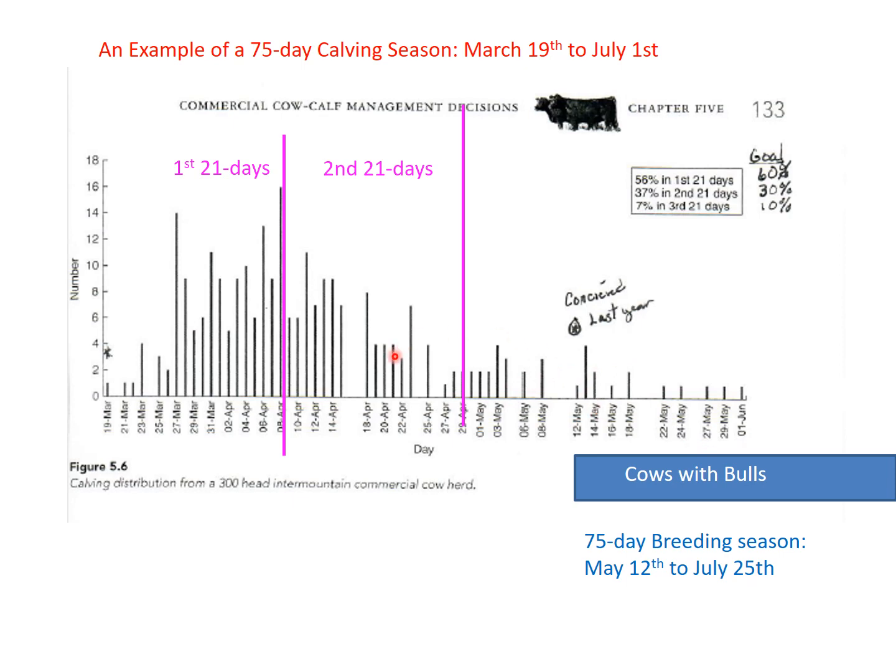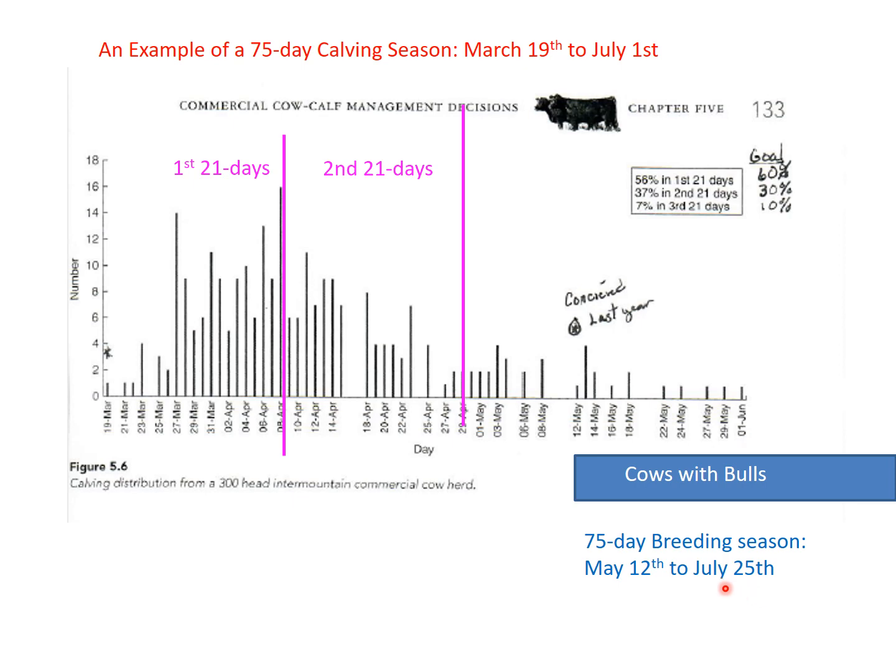That really gives you a good idea of how you're doing as far as fertility, and are you managing your cows right, and are they in fact ready to rebreed when you turn the bulls out. But once again, a March 19th to a June 1st calving season would have had to have a May 12th to July 25th breeding season last year. So I hope that makes some sense.